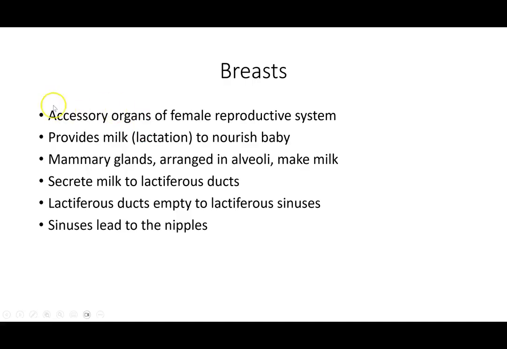So these are also referred to as the mammary glands. We do have them arranged in alveoli, similar to what we see in the lungs, that are going to make milk. These will secrete that milk into what are called lactiferous ducts, which will then empty into lactiferous sinuses that lead into the nipples, which is where the baby would actually be sucking to get that milk. And so you'll notice lactation, or some variation of that word, exists a lot here.